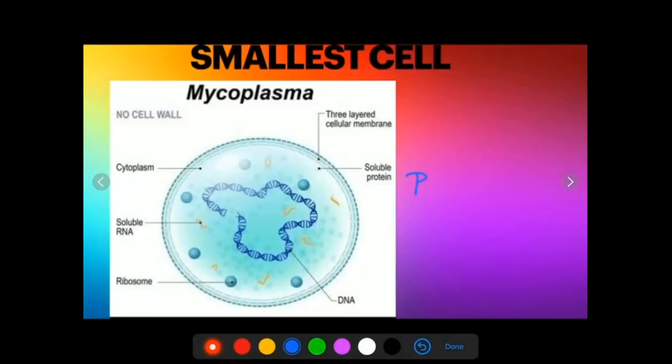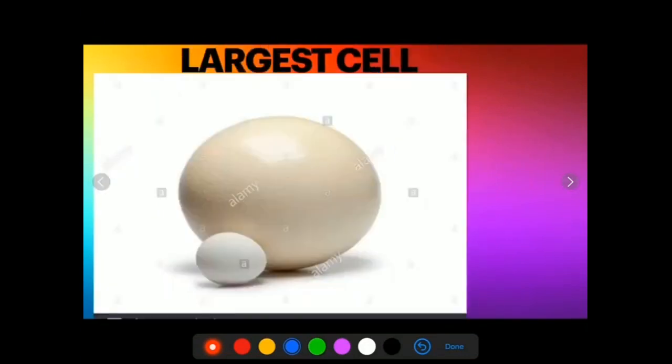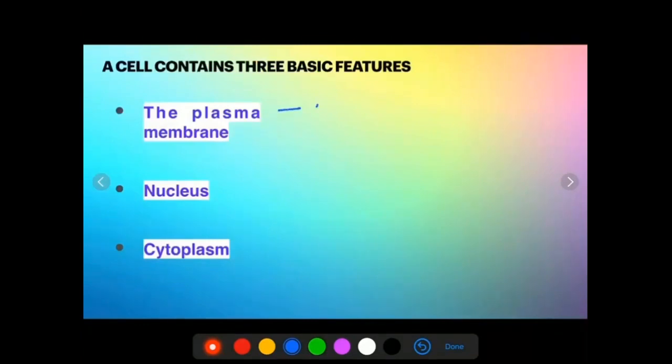Which is the smallest cell? That is mycoplasma. The common name for mycoplasma is PPLO, pleuropneumonia-like organism. And the largest cell? Yes, of course, it will be an egg cell. But which egg do you eat? This or this? This one is what we eat. So this is the common egg of a chicken. But this egg is the egg of ostrich. So this is the largest cell in the world. Both of them are microscopic, but both of them are single cells.